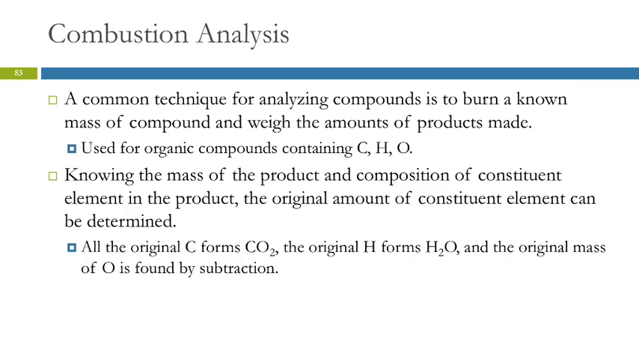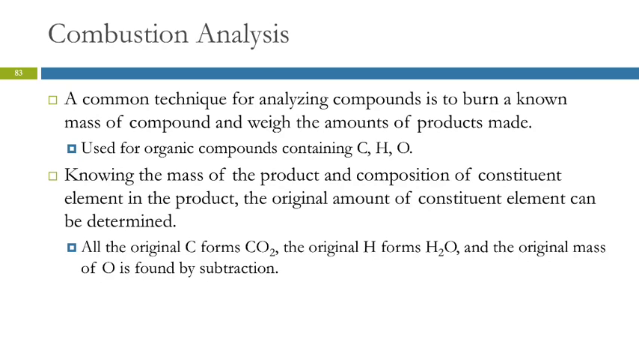All of the carbon that was in the original compound goes into the CO2. If we know the mass of CO2 formed, we can figure out how much carbon was in it and how much carbon was in the original compound. All the hydrogen goes into water. So we measure the mass of the water formed, and we can calculate the mass of hydrogen in the original compound. If there's oxygen, we find the mass of oxygen by subtraction.